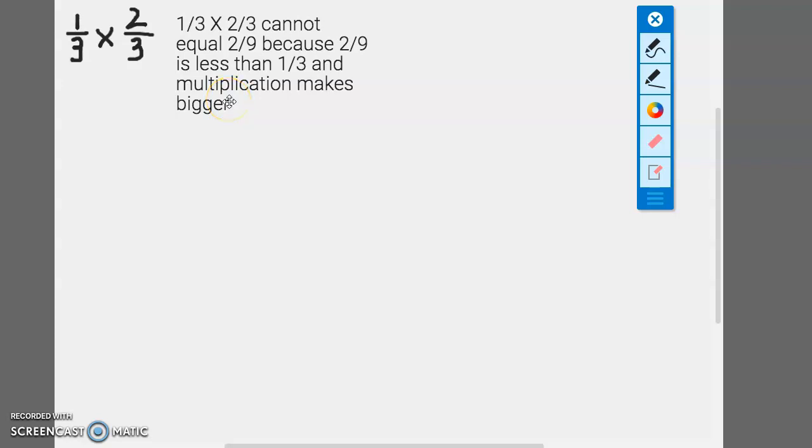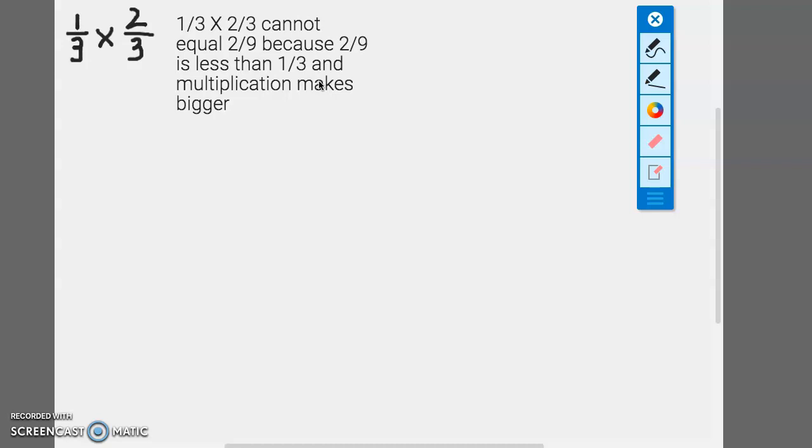For my video teaching moment, I was given the student work sample: 1/3 multiplied by 2/3 cannot equal 2/9 because 2/9 is less than 1/3 and multiplication makes bigger. I can see from Table 15.2, misconception number 3, that this student is making a mistake when thinking the answer is wrong because it is smaller than the factors.